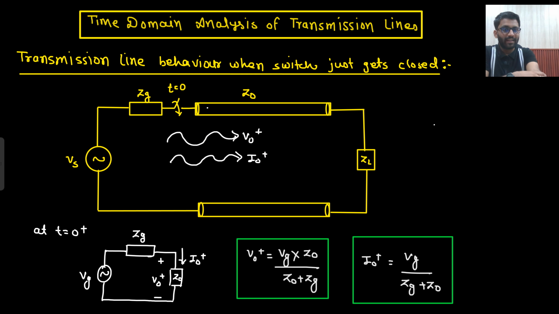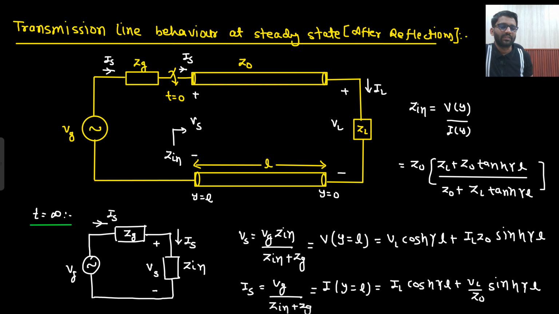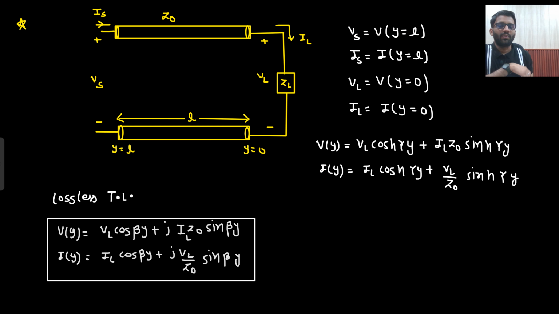That if you need to analyze at t equals to 0 plus only, then you will replace your transmission line with Z naught, because there will be only V naught plus and I naught plus. But if you are analyzing at steady state, then there will be incident, reflected, all kinds of waves. So if all kinds of waves are there, that means you need to replace your transmission line with Zin, because Zin is Vy by Iy, but Z naught is V naught plus divided by I naught plus. Then you can find Vs and Is, and in the equations that we already know, Vy and Iy, you can put Y equals to L for voltage and Y equals to L for current. Okay, and then you can do your analysis.